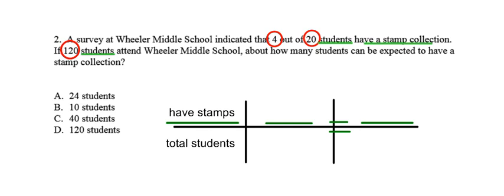Question 2. A survey at Wheeler Middle School indicated that 4 out of 20 students have a stamp collection. If 120 students total attended Wheeler Middle School, about how many of those students can be expected to have a stamp collection? I'll read it one more time. A survey at Wheeler Middle School indicated that 4 out of 20 students have a stamp collection. If 120 students attended Wheeler Middle School, about how many students can be expected to have a stamp collection?